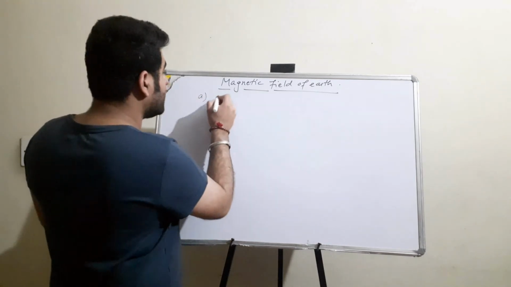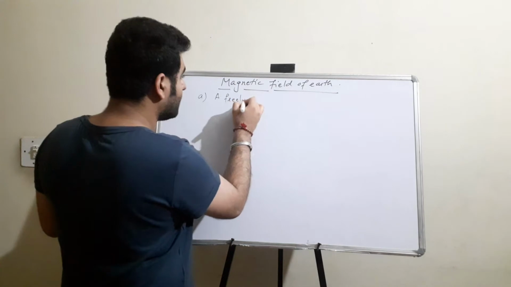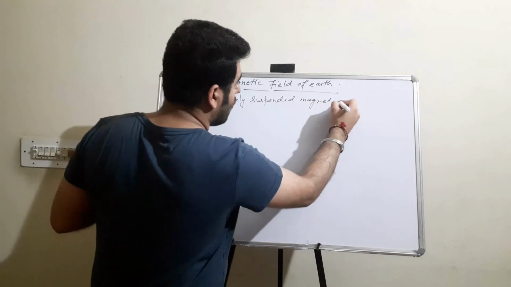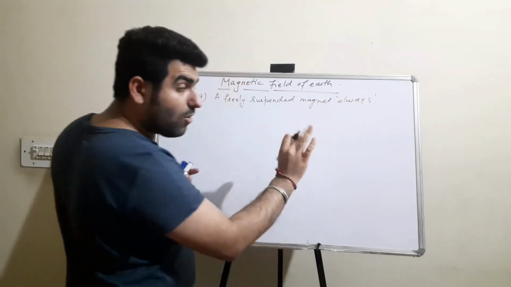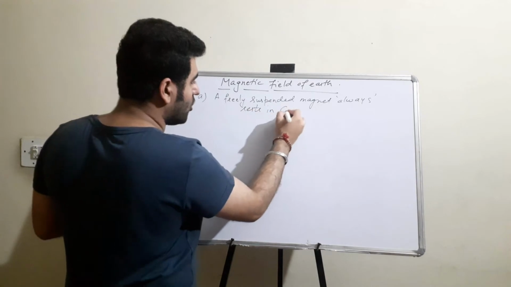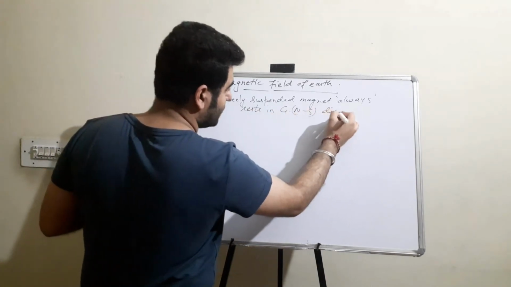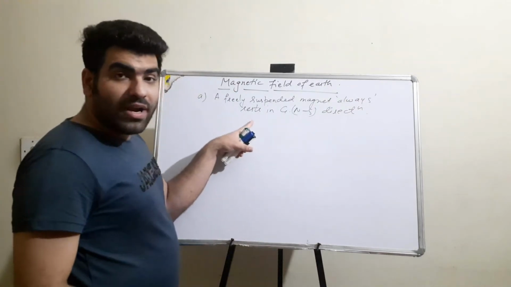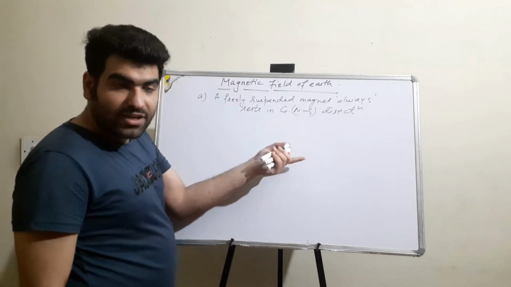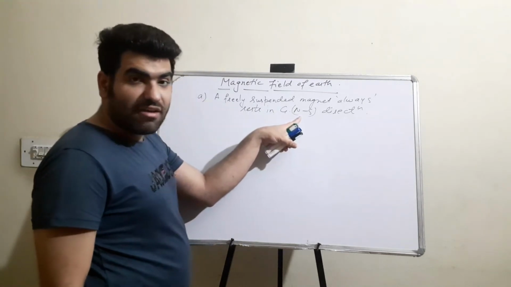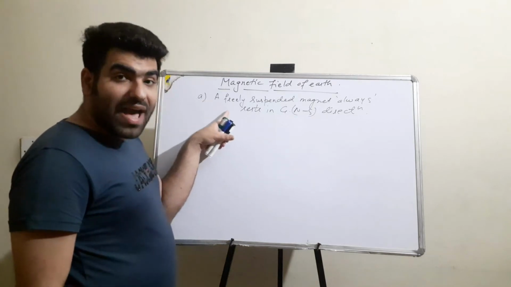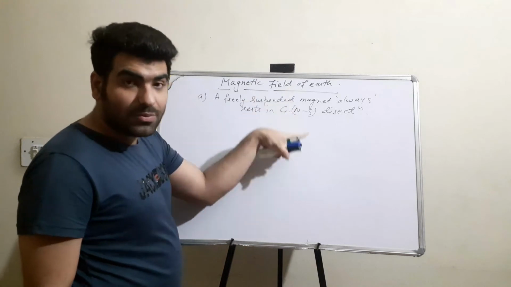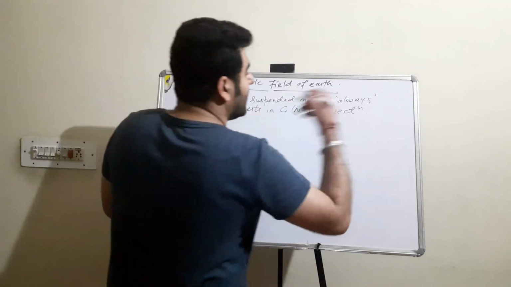The first evidence is a freely suspended magnet. A freely suspended magnet always, this is an important word, always rests in the geographical north-south direction. It is not pointing in the east-west direction or any other direction. It always points in the geographical north-south direction. It means that the magnet is always affected by some other thing, and that thing is the magnetic field of Earth, which we'll discuss in detail.